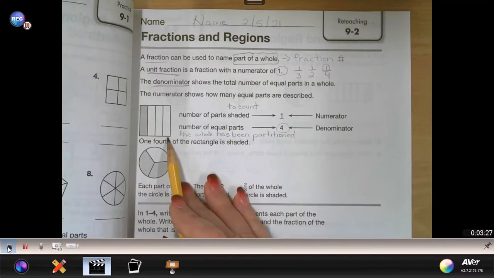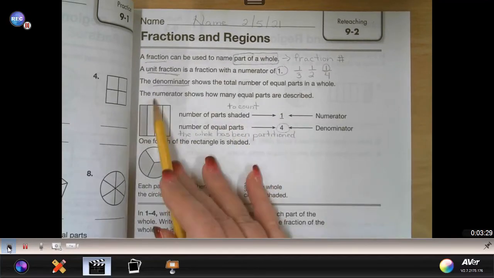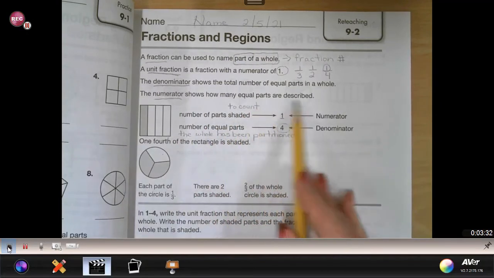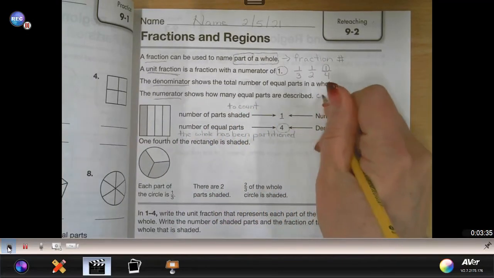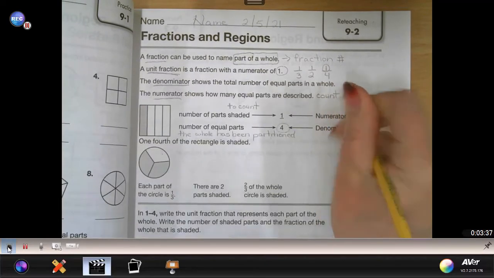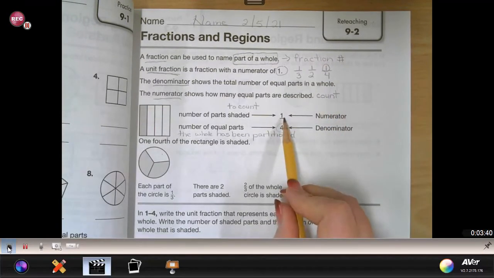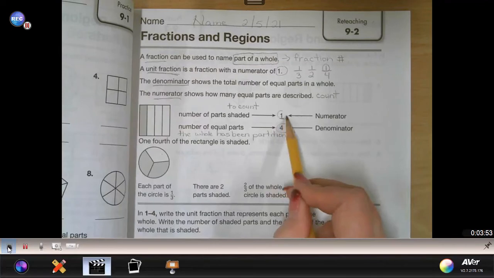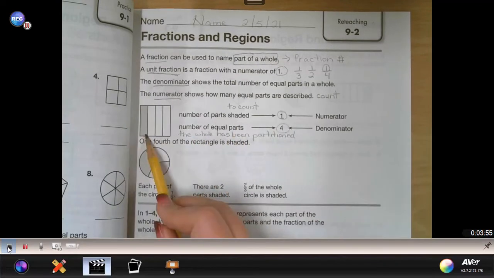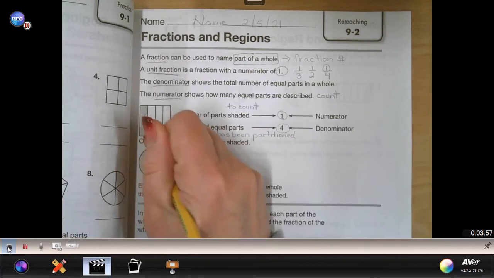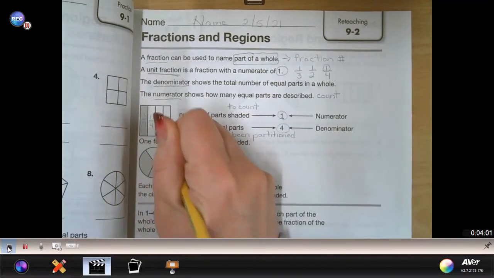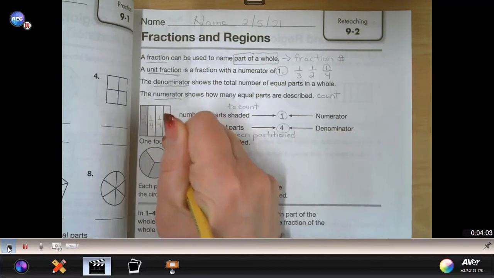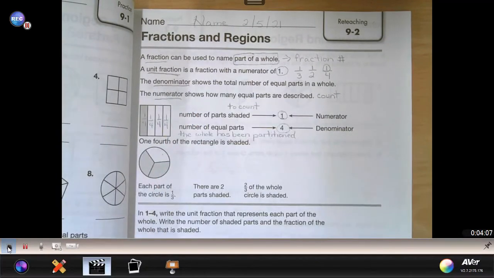Now, the numerator shows how many parts are described. I like to say counted. And the reason I say counted is because every time we count a part that they're asking for, we're going to add one more to the numerator. So for example, right here, they're asking for the number of shaded pieces. So again, remember, each one of these pieces is one of the whole, one of the 4 pieces.